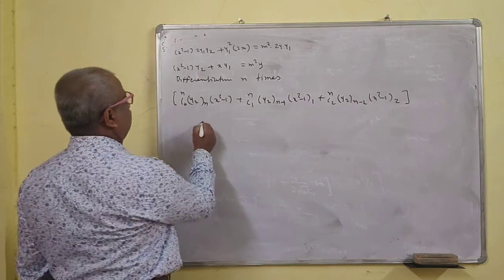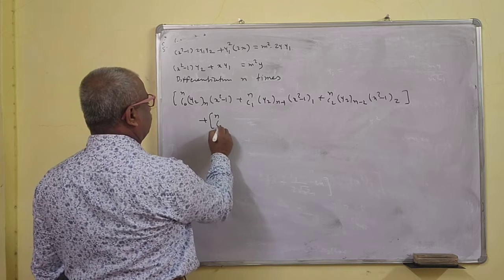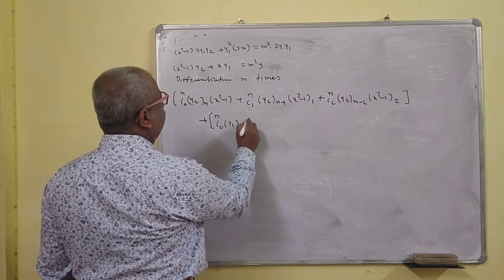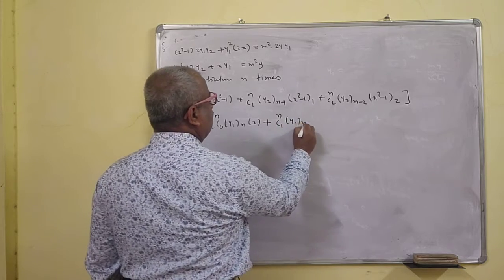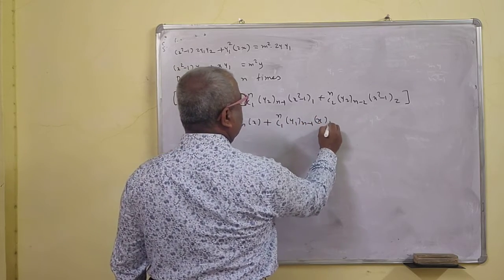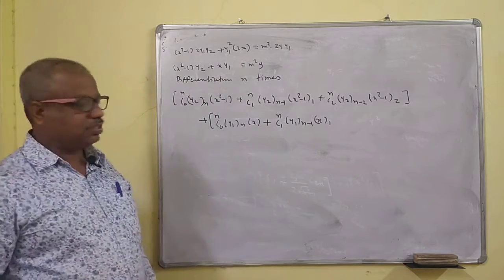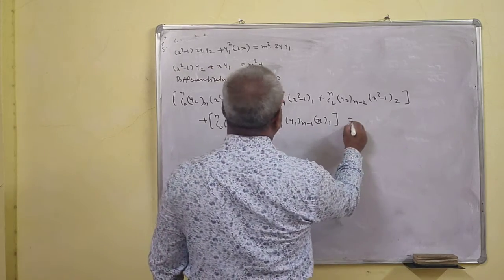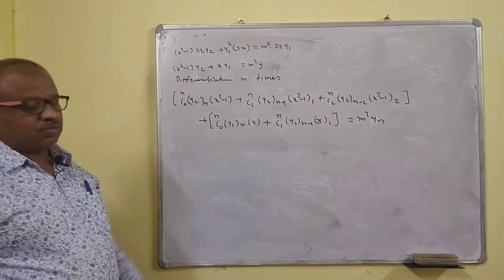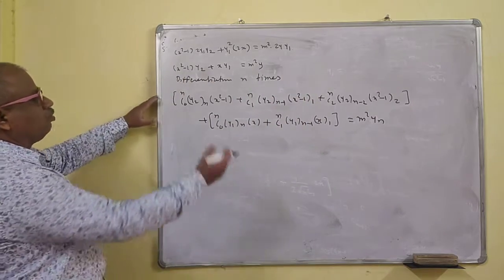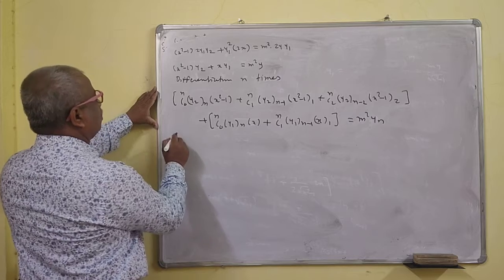Plus nC0 nth derivative of this, x will be as it is, plus nC1 y1 (n minus 1)th derivative, first derivative of x is constant, so this will be okay. So now this is equal to what then? m square yn. We'll shift that m square y in the next step to this side. So we'll simplify this now.